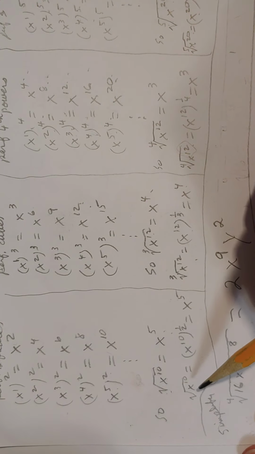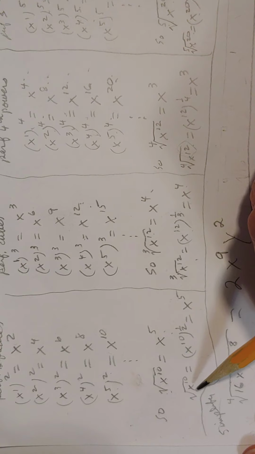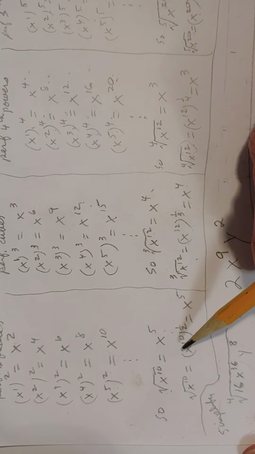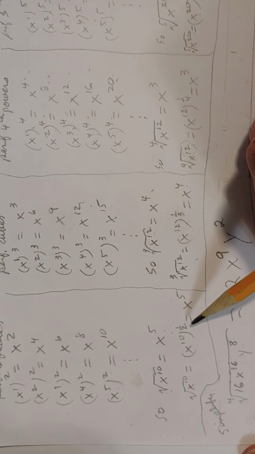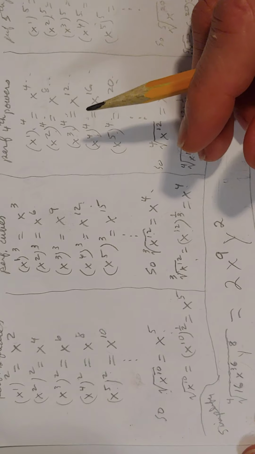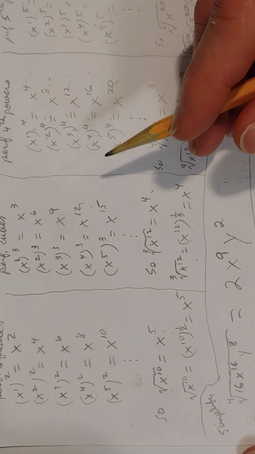Recall that the square root of x can be written as an exponent. So the square root of x to the 10th, for example, would be x to the 10th to the 1/2 power. And by properties of exponents, we multiply those exponents together. 1/2 of 10 is 5. So taking a square root really just boils down to multiplying the exponent by 1/2.